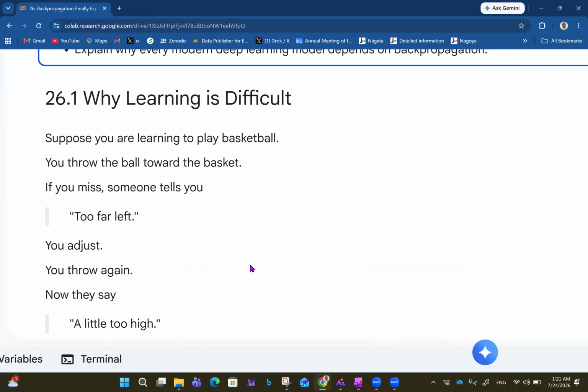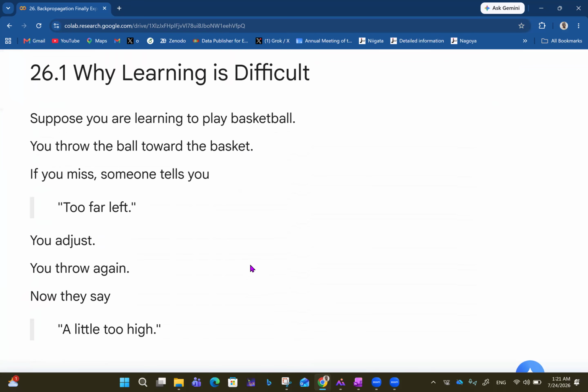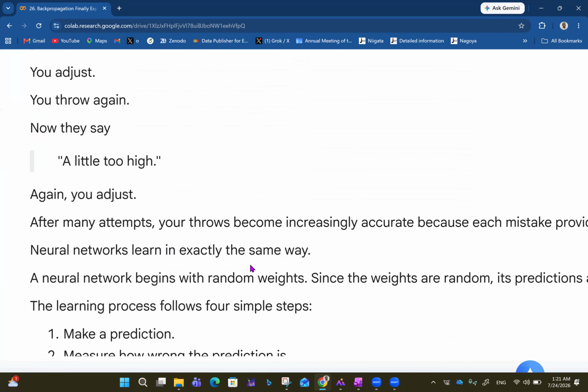Now, why is learning difficult? Suppose you are learning to play basketball. You throw the ball toward the basket. If you miss, someone tells you too far left. Then you adjust and you throw again. Now they say a little too high. So you have to keep working to make sure you don't go too far left and you don't go too high or too low. And again, you adjust.